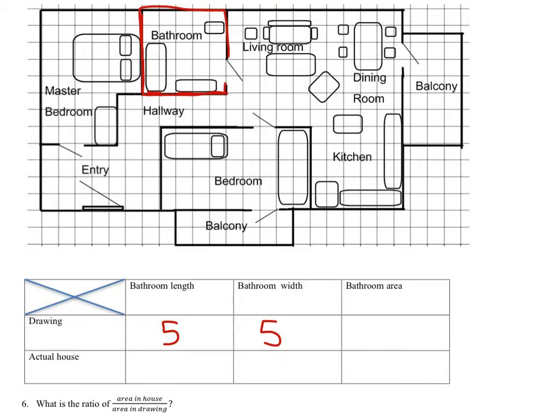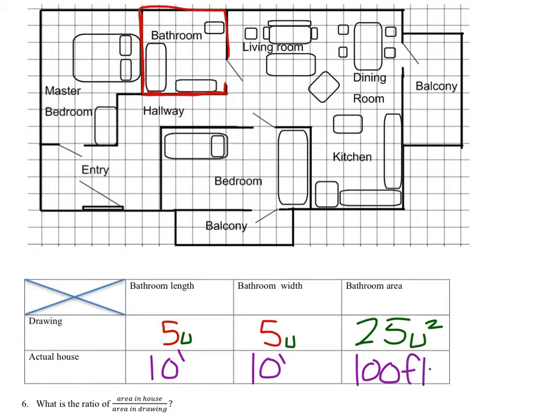the actual house length would be 10 by 10. And that's in feet. And for the drawing, the area of the drawing, and these were in units, right? So this would be 5 times 5, which is 25 units squared. And the actual square footage of that bathroom would be 10 times 10. So that'd be 100 square feet. Now be careful, make sure you label these, because on the test, if you label them incorrectly, minus points.